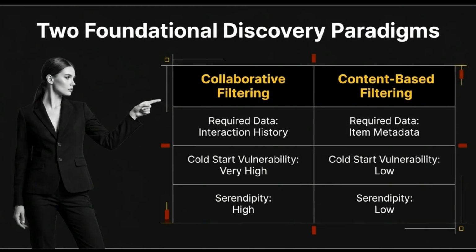There are two primary paradigms for item discovery: collaborative filtering, which uses interaction history, and content-based filtering, which uses item metadata. Each has its own trade-offs regarding cold start vulnerabilities and serendipity.